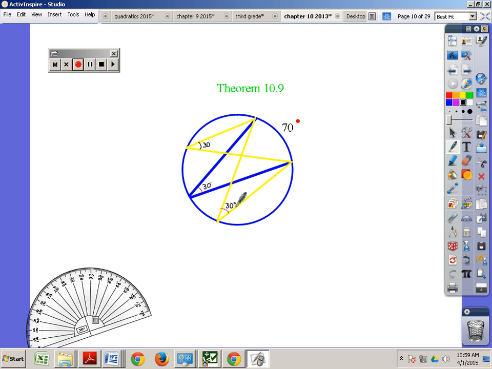So this is theorem 10.9 that says if two inscribed angles of a circle intercept the same arc, then the angles are congruent. So be sure to copy this one down from page 614.